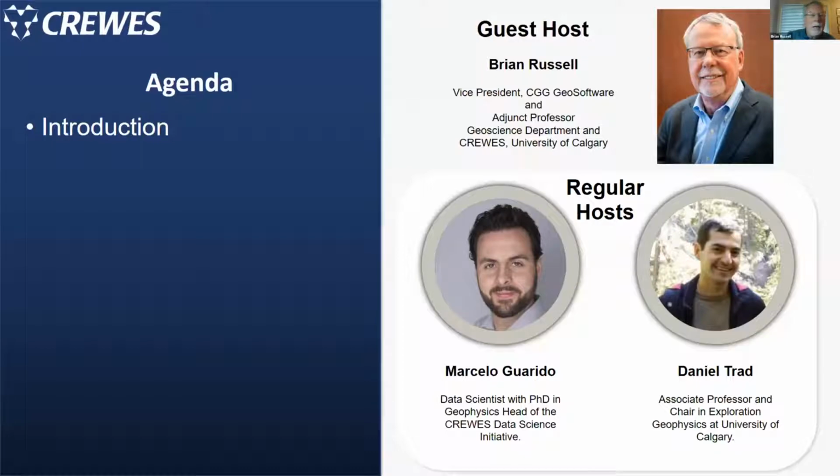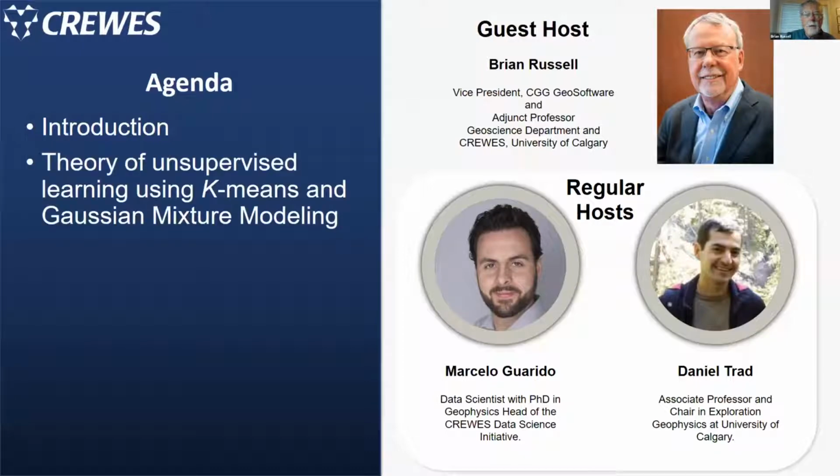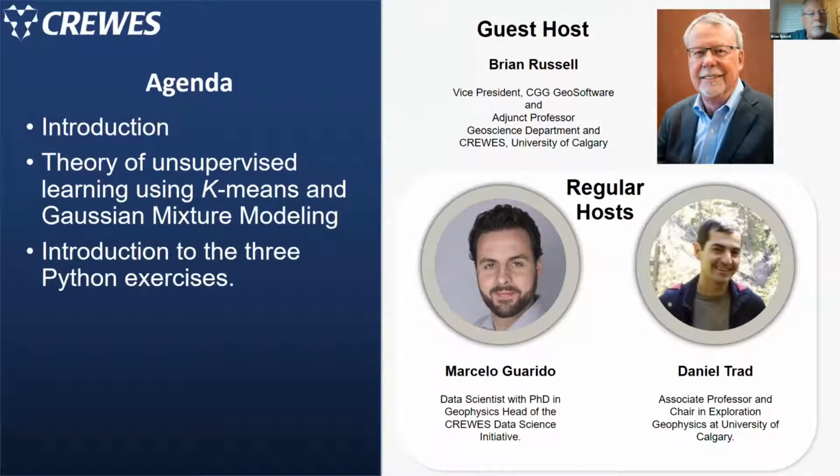There's been a brief introduction we've already had. Then I'm going to go into the theory of unsupervised learning using k-means and Gaussian mixture modeling. Because I think it's very important you don't just link up with the Python or the scikit-learn options. You should really understand what's happening under the hood.